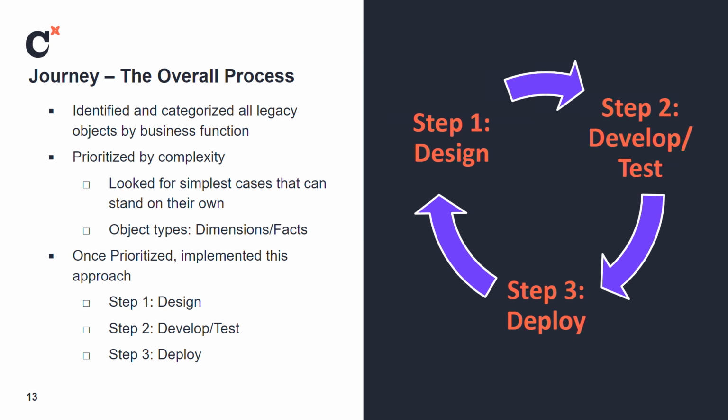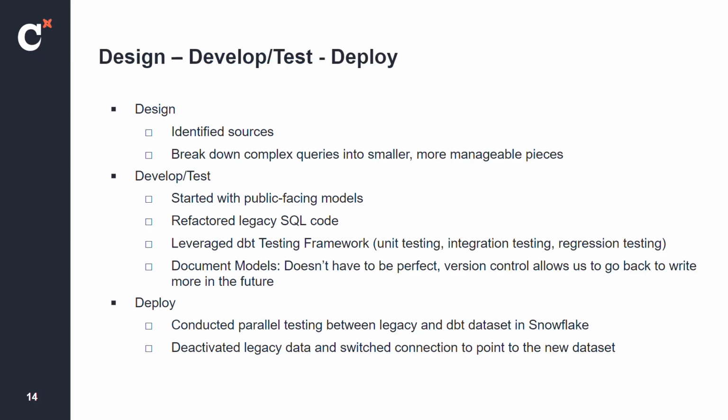Once you've prioritized it, this is how we implement: we design, we develop, test, and then we deploy. It's just a cycle for each one of the functions. I'm not going to read out all of these steps, but of course, the design part, breaking down the complex SQLs, is the most difficult and the longest time-consuming. Once we've done that part, then we develop and test, refactoring the code, and then we do the comparison. Once we've done that, we run parallel tests, and then we remove the old code and replace it with the new code. It's almost like a seamless transition.